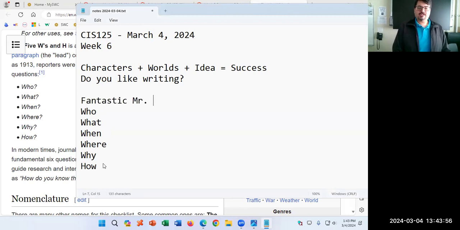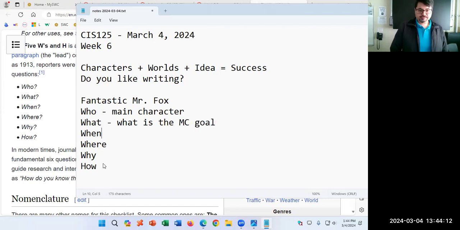Fantastic Mr. Fox. Who, what, when, where, why, and how? Who is the main character? If you know it, put it in the chat. What is the main character's goal in the movie? When does it take place? Where does it take place?